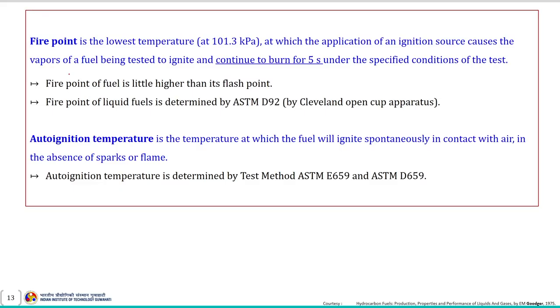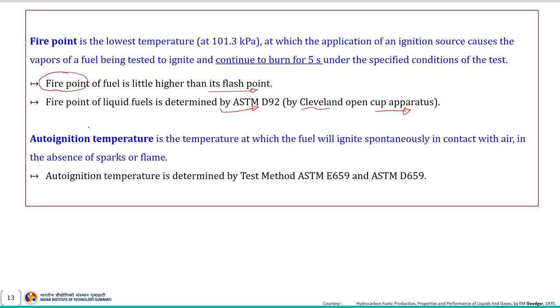Similarly, the fire point is the lowest temperature at which application of an ignition source causes the vapor of the liquid fuel being tested to ignite and burn continuously for 5 seconds under the prescribed condition of the test. And this fire point of the fuel is slightly higher than its flash point, and the fire point of the liquid fuel can be estimated using the standard ASTM technique by Cleveland open cup apparatus.